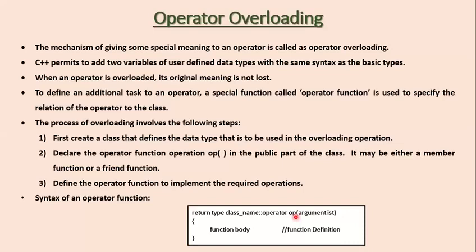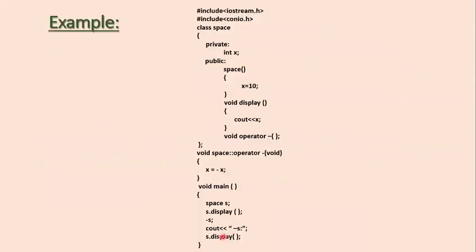So the actual operator we are going to mention here, and then the list of arguments, which means we are going to pass some values on which this operator is going to perform some task. After that, open curly bracket, and inside that curly bracket mention the code which is to be executed. Now here I have given one example.